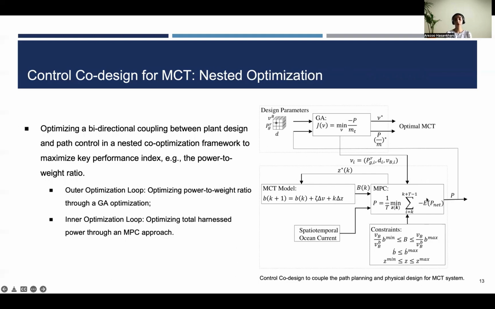So the inner optimization loop takes care of finding the maximum harnessed power from this system, where we use the MPC algorithm to solve this optimization problem, and it is solved based on the constraints on the MCT linear model for the movement of the system, a spatiotemporal ocean currents model, and also operational constraints on the field fraction and also the operating depths of the system. So by iterating this optimization, we can find the optimal MCT design for our system.